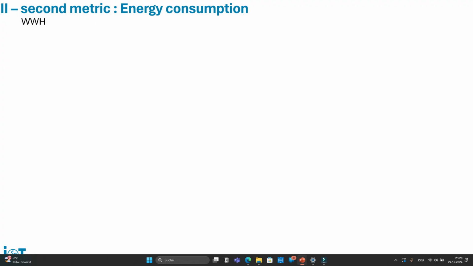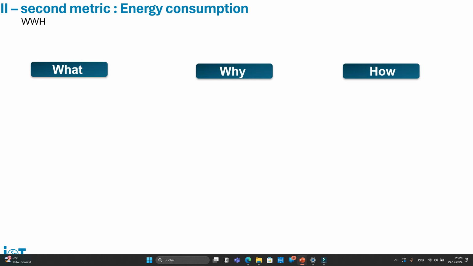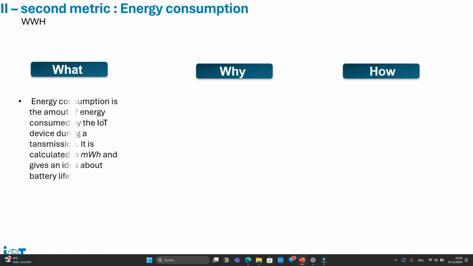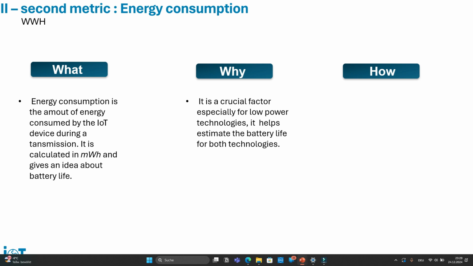Now let's talk about the second metric, energy consumption. What is actually energy consumption? Why is it important for this research? Energy consumption is the amount of energy consumed by the IoT device during the transmission, and it is calculated in milliwatt hour and gives the idea about the battery life. Why is energy consumption considered as a metric for this research? Because it's a crucial factor, especially for low power technologies. It helps estimate the battery life for both technologies. And we know that LoRaWAN and MIOTY are based on low power. So calculating the energy consumption is a good factor of comparison in our case.